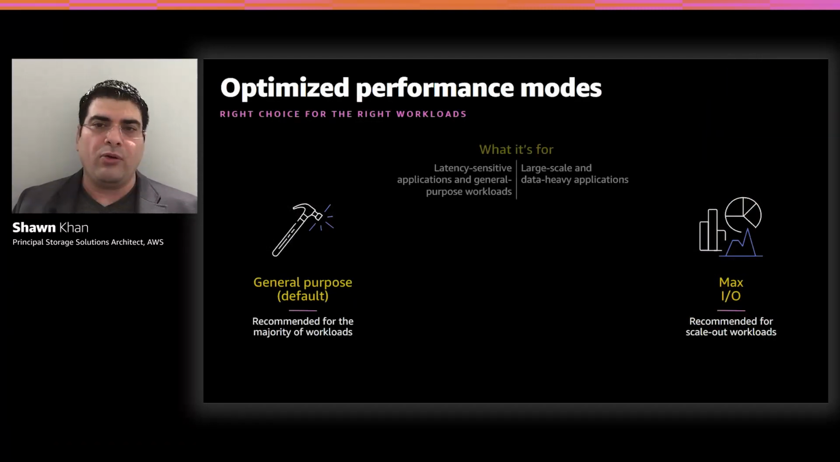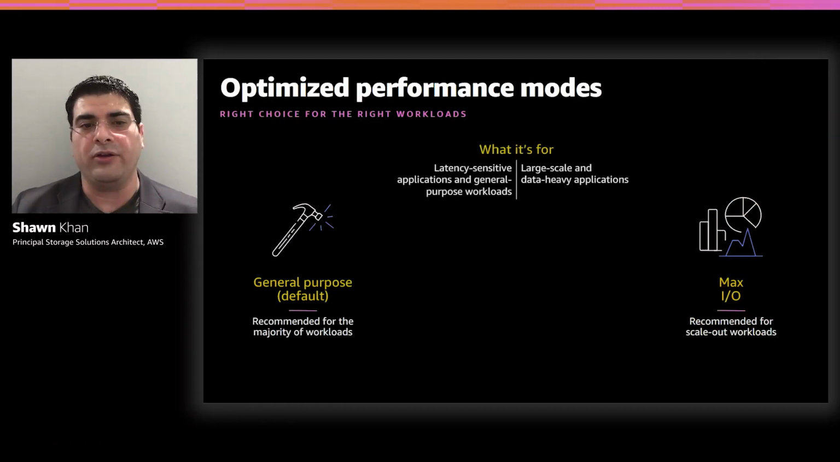So before I go into some of those best practices, I want to talk about how performance is optimized and the different ways you could provision for performance. There are two performance modes within EFS. There's general purpose, which is the default. It typically is leveraged for latency sensitive workloads, whereas max IO is typically used for large scale and data heavy applications.